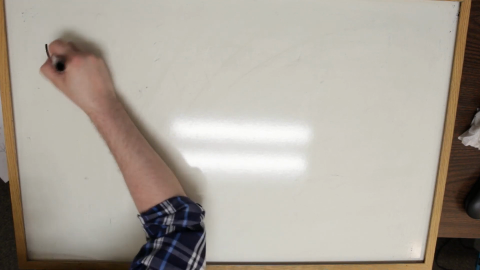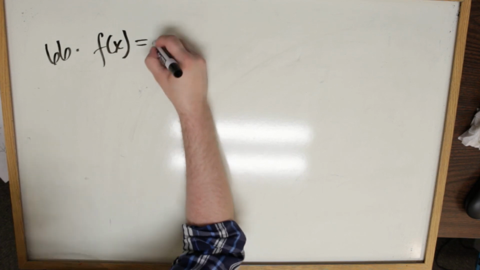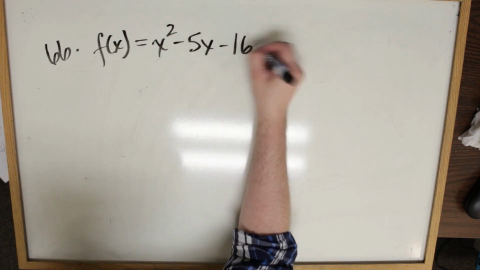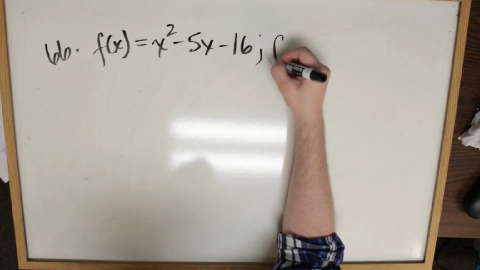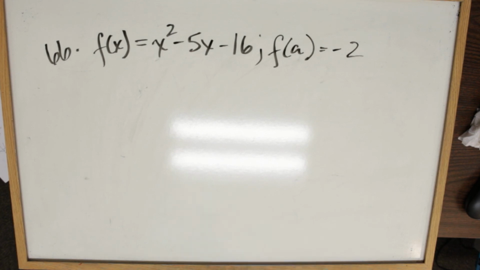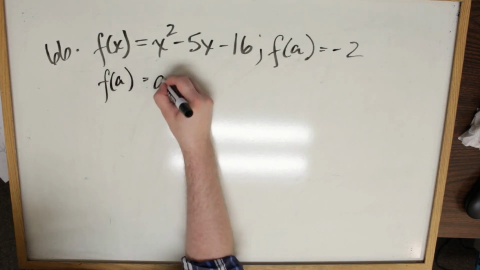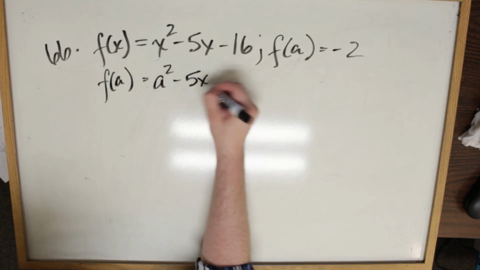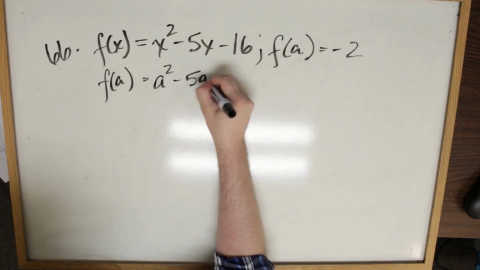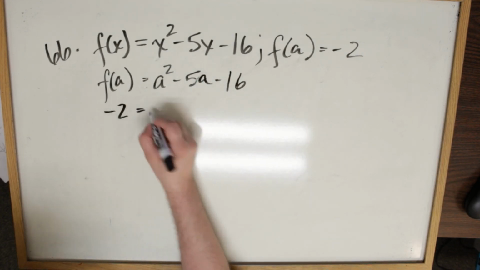We'll do 66. F of x is equal to x squared minus 5x minus 16. And f of a is equal to negative 2. Okay? So f of a is equal to a squared minus 5a, see, 5a. I see I made the mistake right there. Every x turns into an a. Minus 16. And now I set that equal to minus 2.